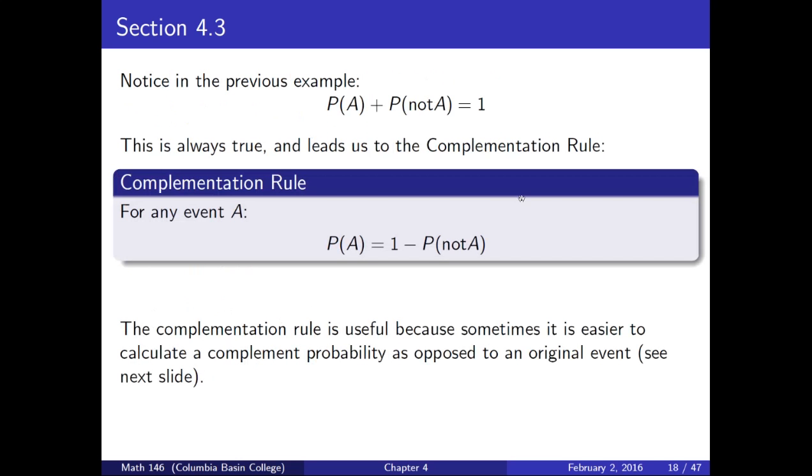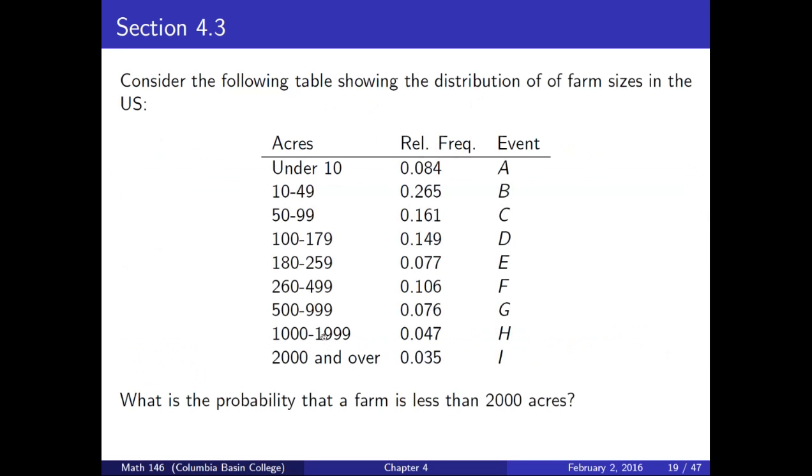And what you'll notice is that when you take the probability of A plus the probability of its complement, they add up to 1. And in fact, this is always true. So this complementation rule gives us a nice way to calculate probabilities if we know something about the complement. The probability of an event is always equal to 1 minus the probability of its complement. This is useful because sometimes it might be easier to calculate a complement probability than the initial probability itself. So let's look at an event here.